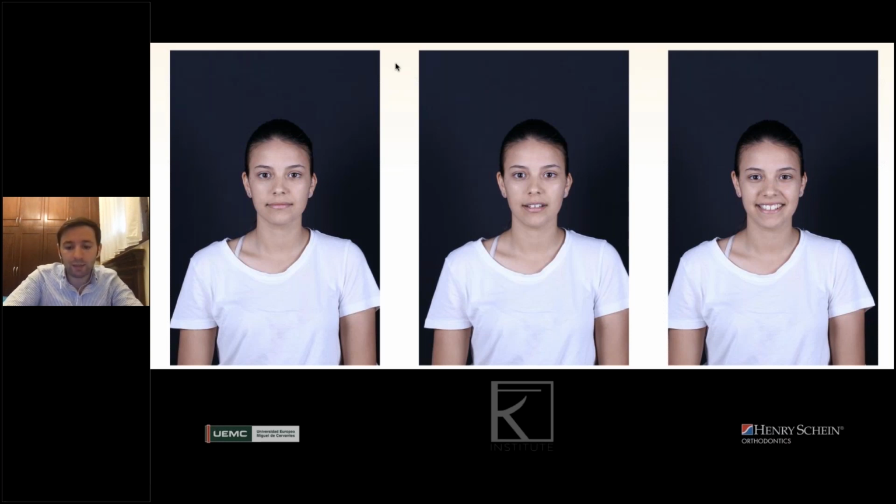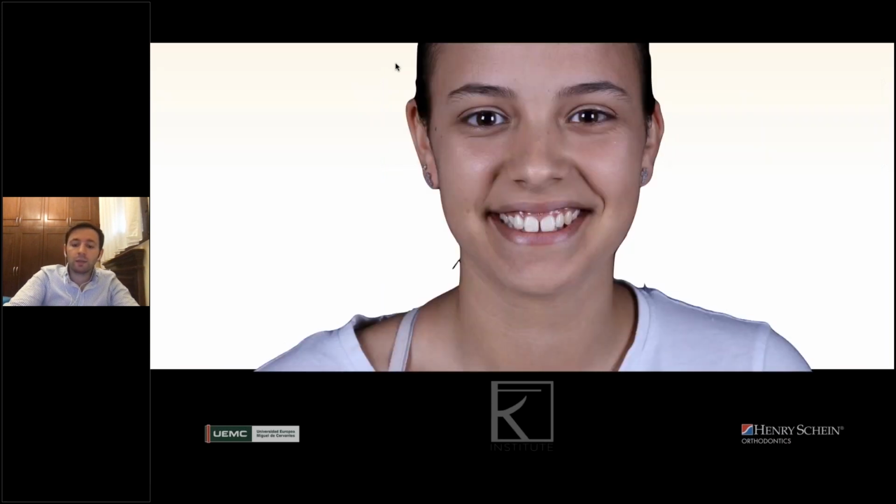So look at this case. This is an important case for me, and in this case you are going to see that technology is completely necessary to access or to solve this situation. She has an impacted canine.